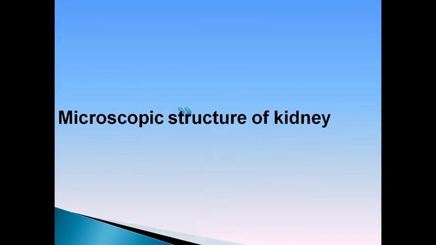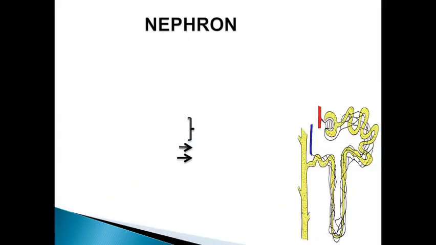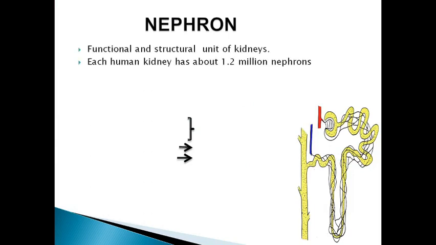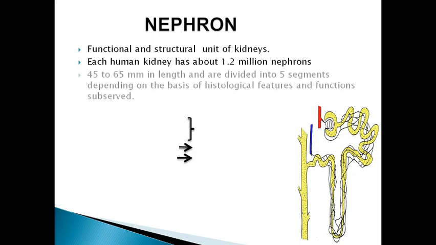Now first, before discussing the physiological functions, let us see the microscopic structure of the kidney which helps it to perform this function. As you all know, nephron is known as the structural and the functional unit of the kidney, and there are about 1.2 million nephrons in human kidney. The length of the nephron is about 45 to 65 millimeters, and it is divided into 5 segments, and these 5 segments are histologically different, and this histological difference is based on the function subserved.